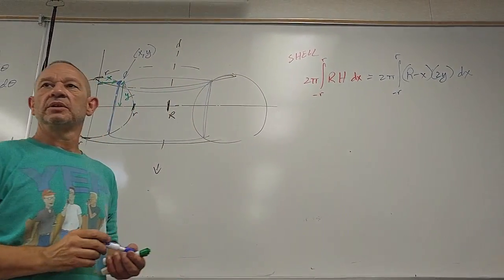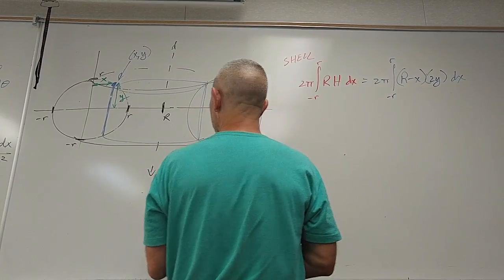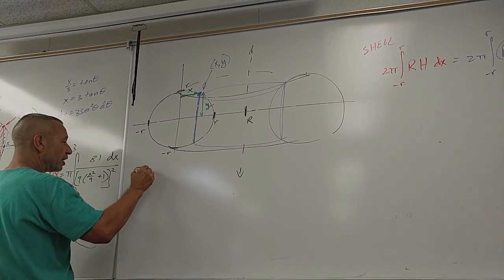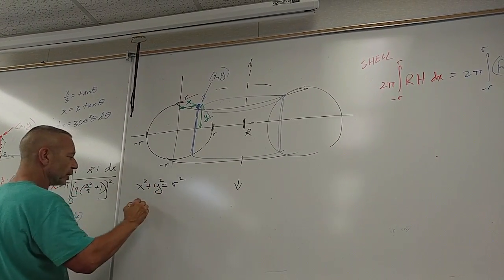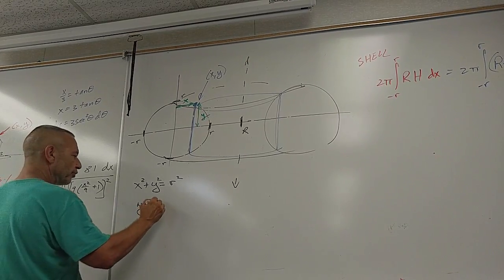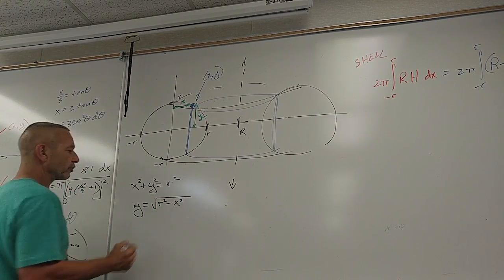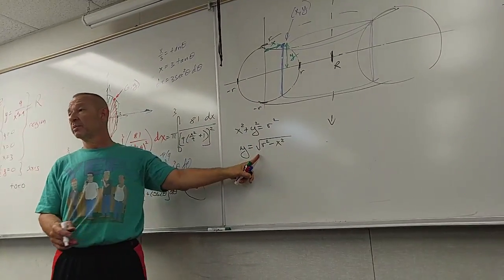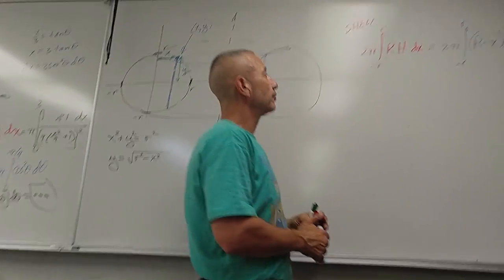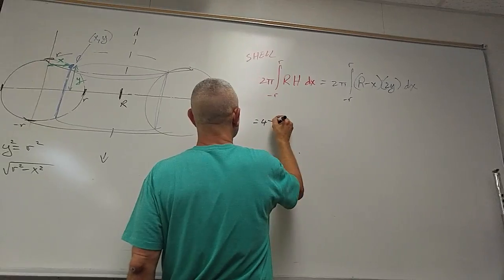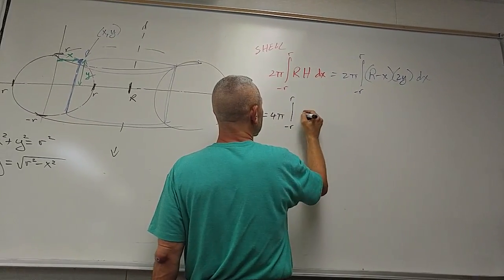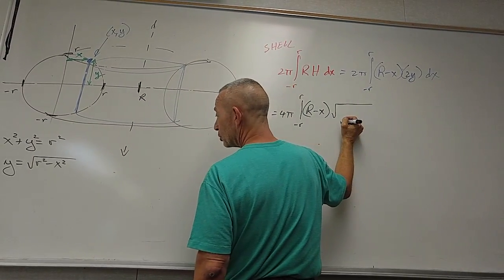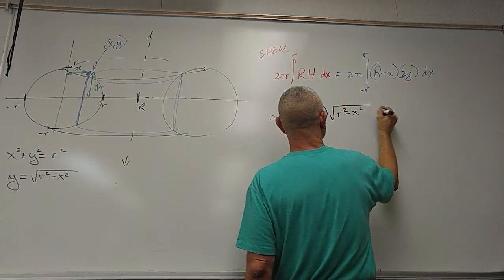Oh, but what's y equal to? That's why I drew the circle here, because that equation is x squared plus y squared equals little r squared. So y is equal to the square root of little r squared minus x squared. And I drew that deliberately so that the y would be positive and I didn't need to worry about a negative radical or anything like that. So 4 pi integral from minus little r to plus little r, capital R minus x times the square root of r squared minus x squared dx.